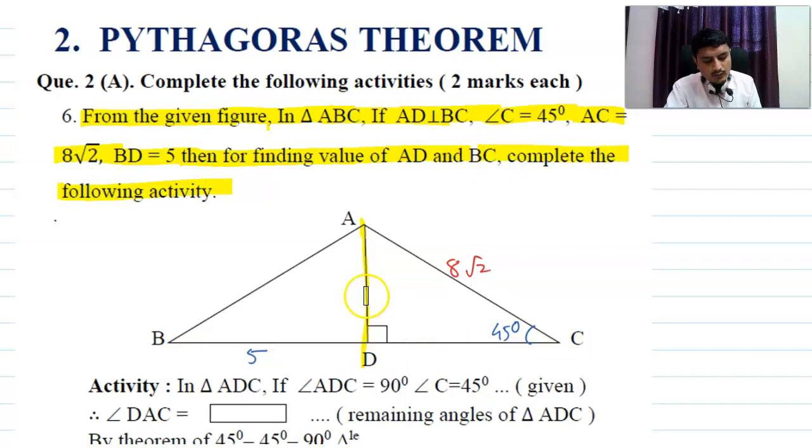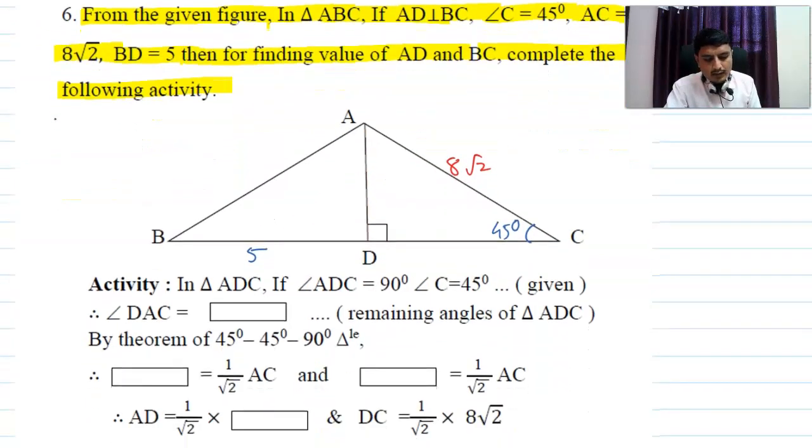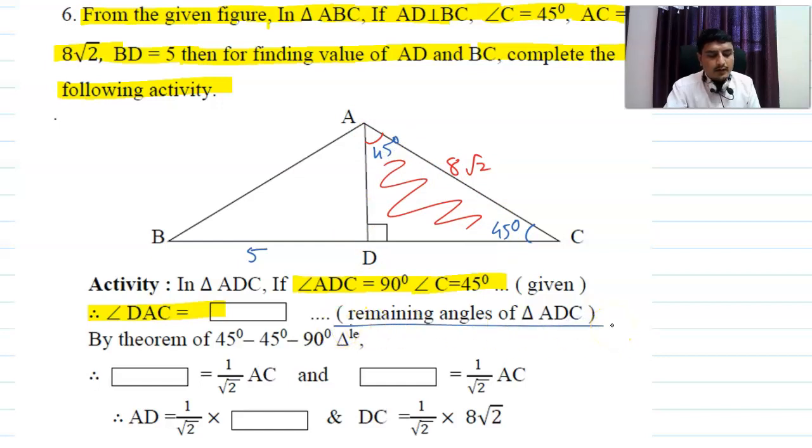So let's have a look at the activity. We have triangle ADC. Look at the triangle from the figure, the red shaded triangle ADC. We have angle ADC equals 90 degrees and angle C equals 45 degrees. This is given to us. So the measure of angle DAC, the remaining angle of the given triangle ADC, is again 45 degrees.